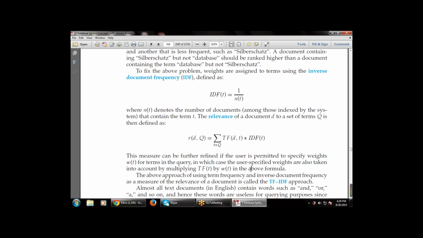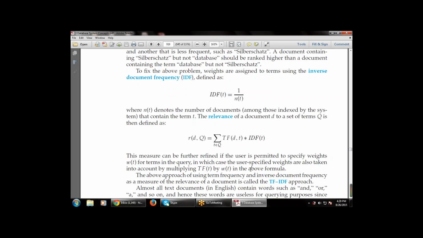And the above approach of using the frequency and the inverse frequency as a measure of the relevance of a document is called the TF-IDF approach. So the TF and the IDF approaches are multiplied by each other.